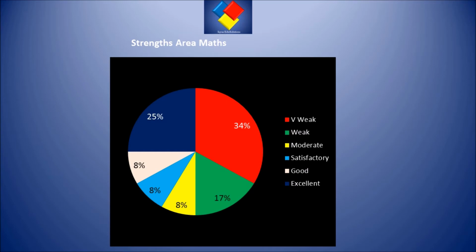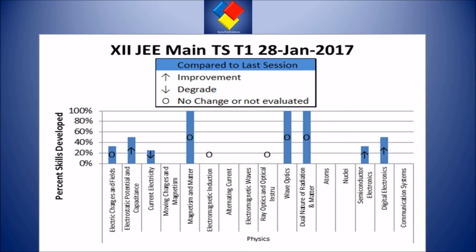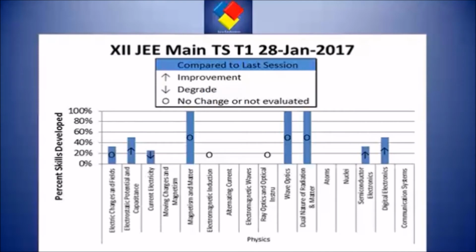For example, here we can see that in 25% of the topics he is excellent, and in 8% he is good, and so on. And we can see that still there are 34% of the topics where he is very weak. This chart shows the percentage skills developed by the student in each individual topic in the subject. For example, in the first topic, the electric charges, he has mastered 30%.